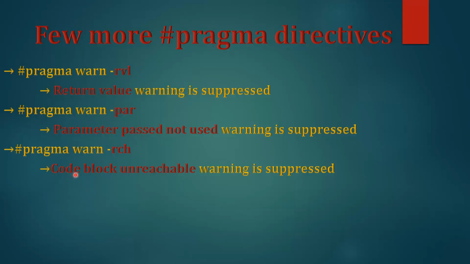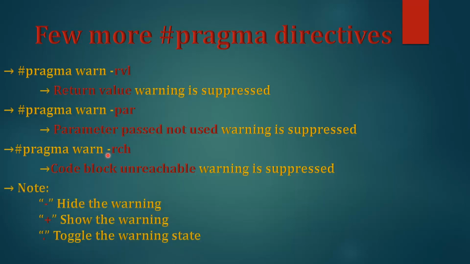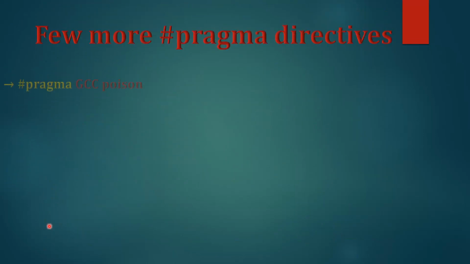Here we see that there is an arithmetic symbol before the last keyword in the pragma, and there is a specific meaning for that. For example, we have used minus in all three. So this minus is signifying to hide the warning. If we use plus instead of minus, then it signifies that we want to show the warning. And if we want to toggle the warning state, then we can use dot. So these three symbols are used to perform operations on those pragmas. Let's continue into more pragmas.